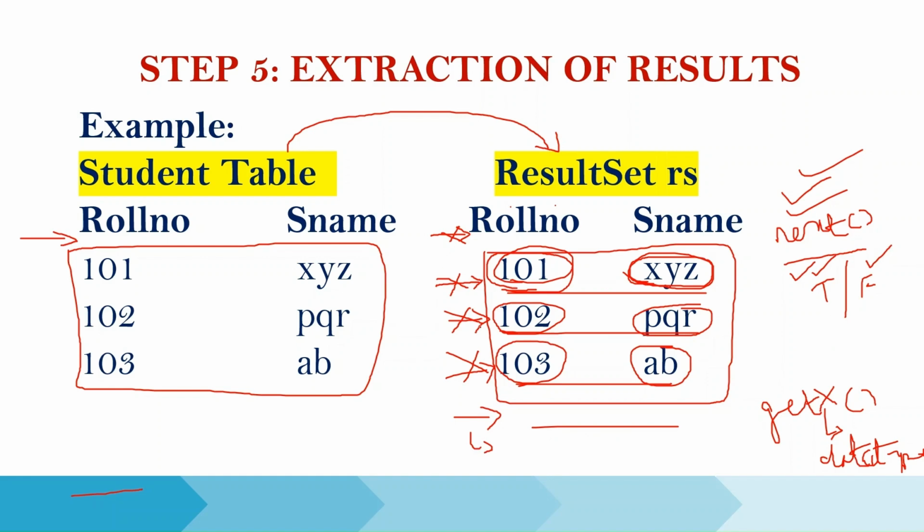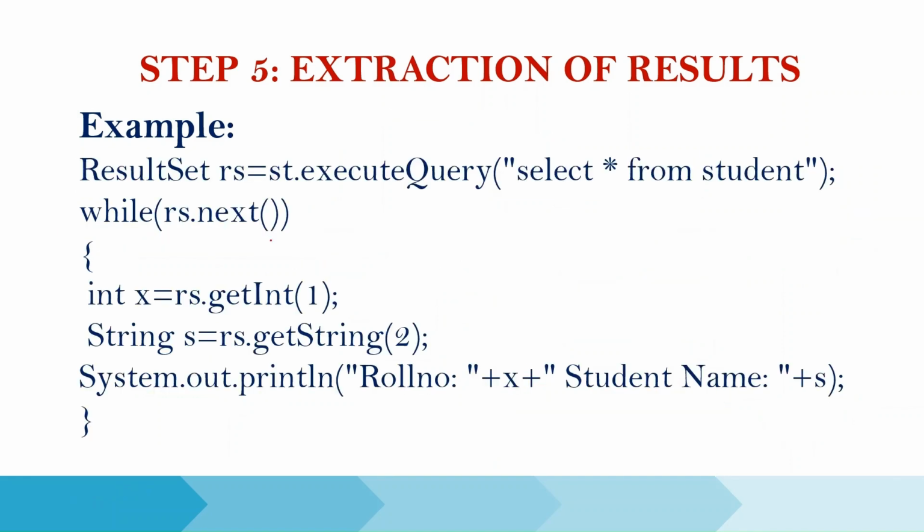Generally we keep it in a loop. So this is the way we are going to work with the result set. By default the pointer is pointing above the first record, and we need to apply the next method in order to move to the next record. So now we will see the code.